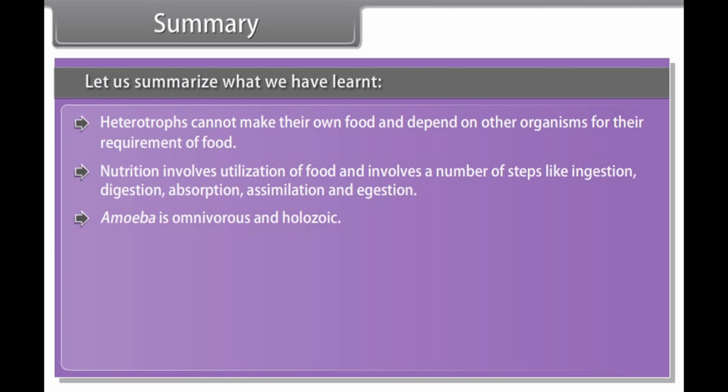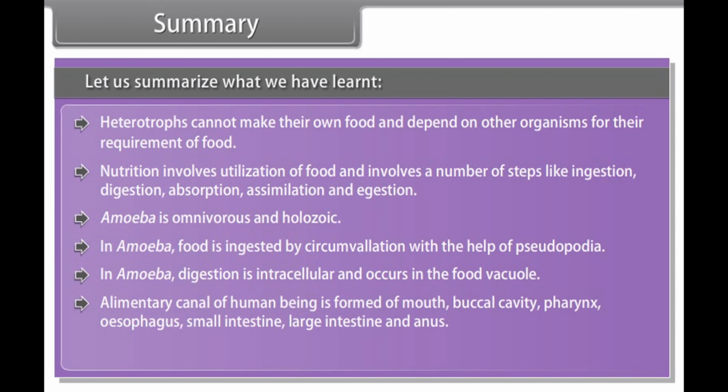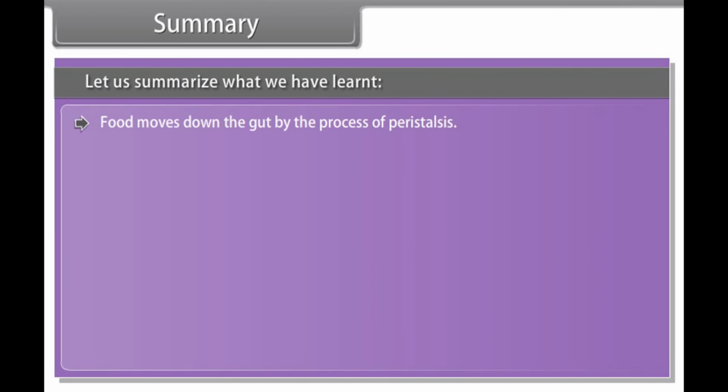Amoeba is omnivorous and holozoic. In amoeba, food is ingested by circumvallation with the help of pseudopodia. In amoeba, digestion is intracellular and occurs in the food vacuole. Alimentary canal of human being is formed of mouth, buccal cavity, pharynx, esophagus, small intestine, large intestine, and anus. Teeth in man are heterodont. Food moves down the gut by the process of peristalsis.